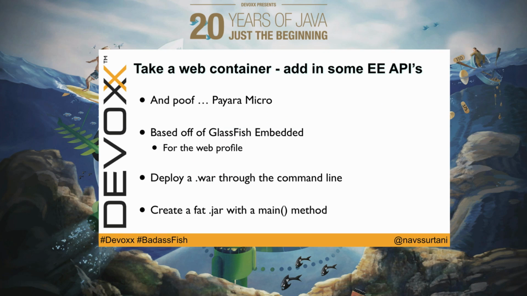So that's where Payara Micro can come in and help. We take your standard web container, not EE container, sorry, and we add some EE APIs onto it. That really is the genesis of Payara Micro. It's based off of the embedded GlassFish that basically gives you the web profile. After we've added in some APIs, you get this Payara Micro jar file, and you will then be able to deploy a WAR file through the command line, which is what I'll show you in the demos. And if you prefer, you can also create a fat jar in a main method and do it that way.